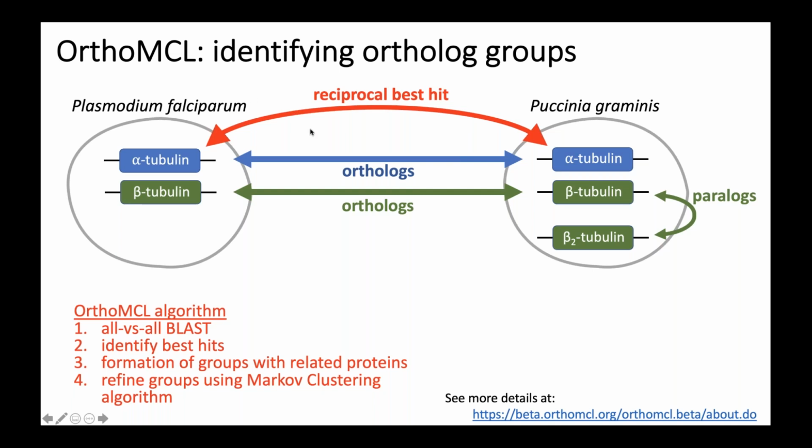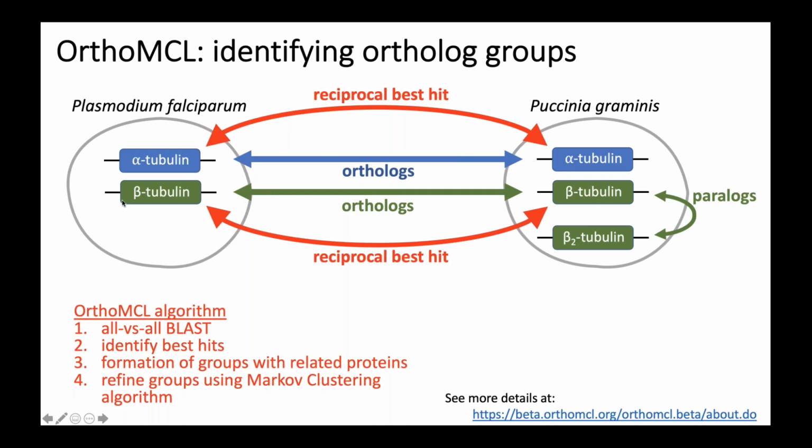I want to talk about what you might expect for these genes. What if I took alpha tubulin and BLASTed it against all the proteins of Puccinia? You would find that the best hit is alpha tubulin. And if I take alpha tubulin in Puccinia and BLAST it against all of the proteins in Plasmodium, this alpha tubulin would be picked up as the best hit. This is called the reciprocal best hit, and that's a sign that those are orthologs.